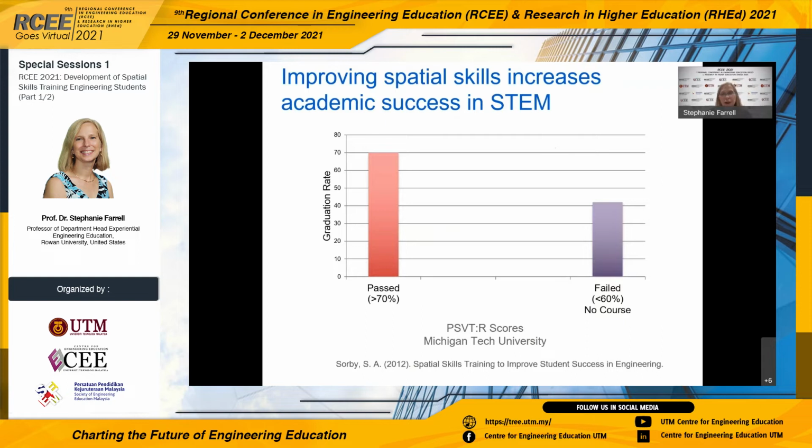Now, if you just advance the arrow, the slide is animated. Okay, and compare that to students who failed but took a course to improve their spatial skills training. Their graduation rate was significantly higher, and it was, in fact, quite close to the graduation rate of the students who had the strong spatial skills to begin with.